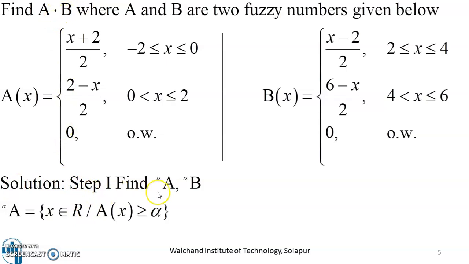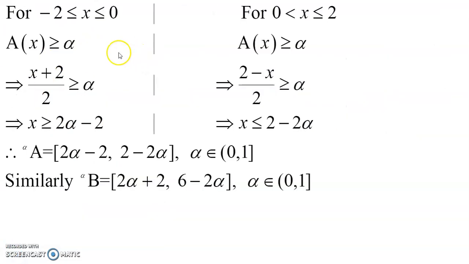Step number 1 is finding the alpha cut of A and alpha cut of B with the help of this membership function. The definition of alpha cut of A is the collection of those real numbers for which A is applying the gradation greater than or equal to alpha. Here we have to consider the stepwise procedure. First of all, the given range in A is -2 less than or equal to x and x less than or equal to 0.